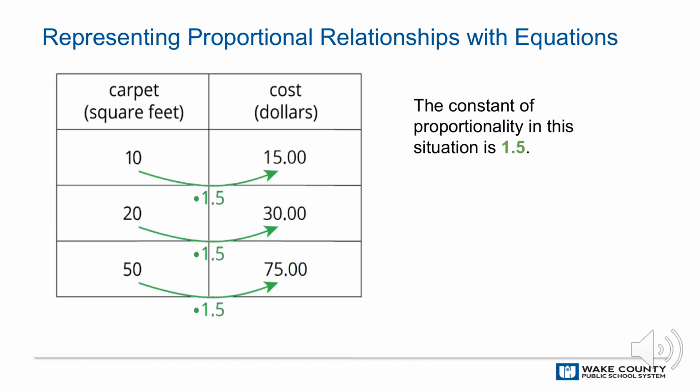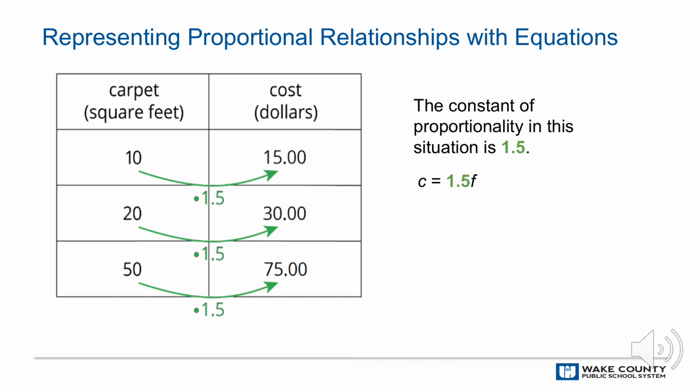We can multiply by the constant of proportionality to find the cost of a specific number of square feet of carpet. We can represent this relationship with the equation C equals 1.5F, where F represents the number of square feet and C represents the cost in dollars. Remember that the cost of carpeting is always the number of square feet of carpeting times $1.50 per square foot. This equation is just stating that relationship with symbols.